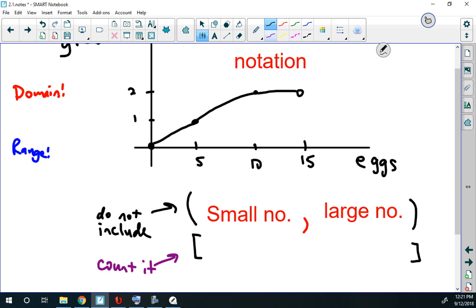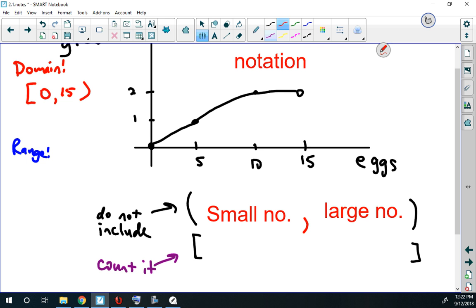So let's see if we can figure out the domain now. What's the smallest number in our domain? 0. So when we write the domain, we're going to say the small number is 0. And what's the largest number? 15. It's actually not quite 15. It's 14.99999999999. But instead of having to write all those nines, because we're going to include 0, we're going to put a bracket here. Because we're not including the 15, what do we put next to the 15? A parenthesis. Okay? That's called interval notation. It makes life a lot easier.